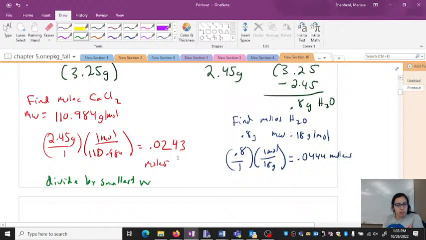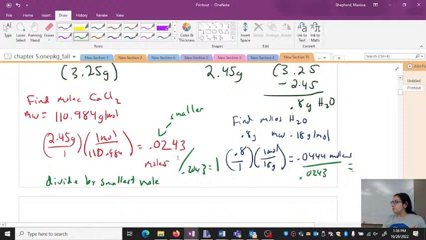And so the last little step is divide by the smallest amount of moles so we can get some sort of whole ratio. In this case, this is our smaller one. So we'll divide, and of course calcium chloride divided by itself just gives us 1 back. And then if we take our 0.04444 divided by this number, what do we get?